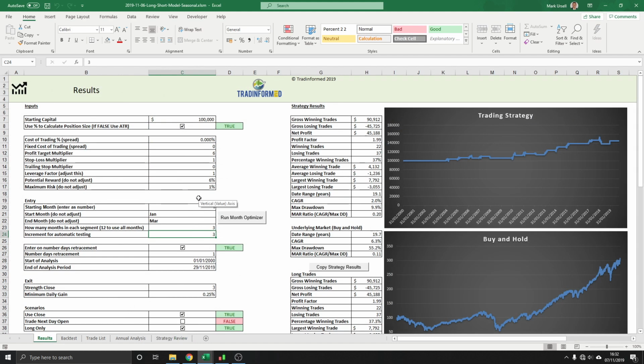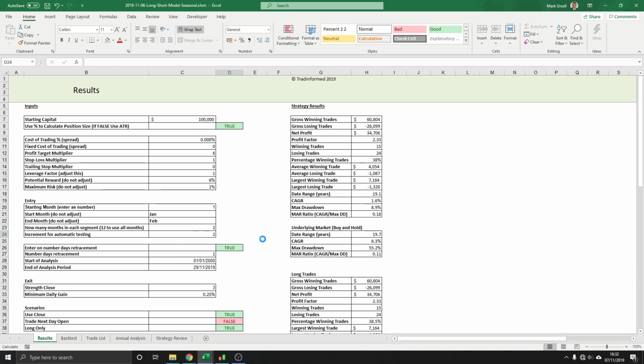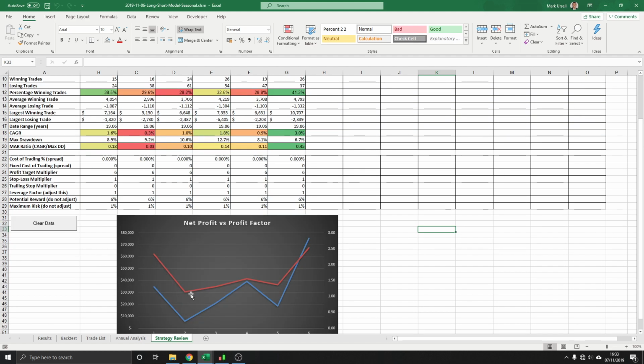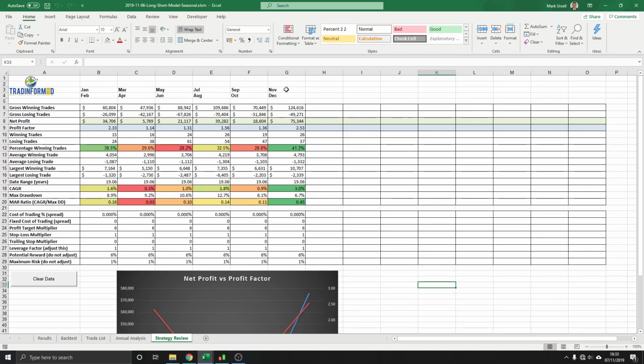We can have a look at a more finely grained analysis. We can say, what about having every 2 months? Click here to run the optimizer, and it's going to automatically bring up the strategy review. We can see January to February, March to April, and once again it gets a bit repetitive. We're seeing a boost towards the end of the year.